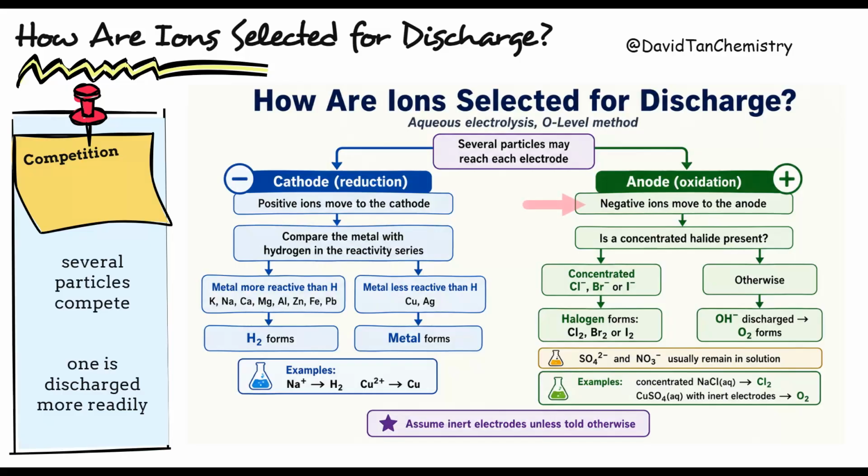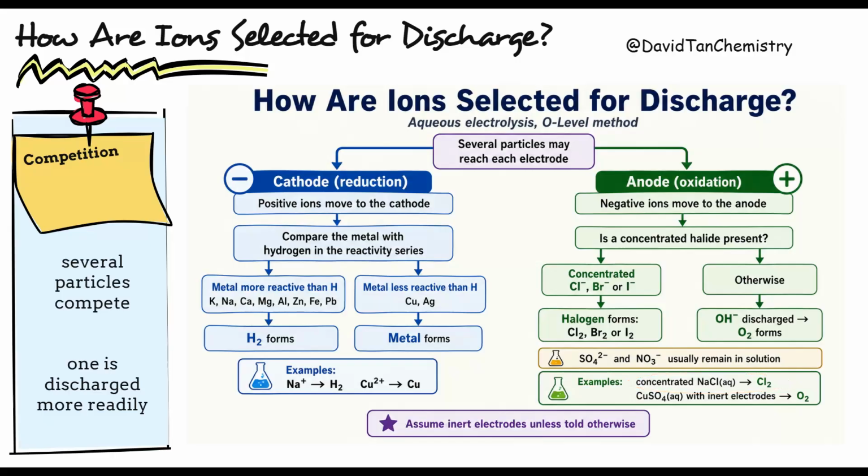At the anode, oxidation occurs. Negative ions move towards the anode and lose electrons. At O level, the main competition is usually between a halide ion and hydroxide ion. The halide ions considered are Cl-, Br-, and I-. If a concentrated halide solution is present, the halide ion is preferentially discharged and the corresponding halogen forms. Cl- forms Cl2, Br- forms Br2, and I- forms I2. For example, concentrated aqueous sodium chloride produces chlorine at the anode.